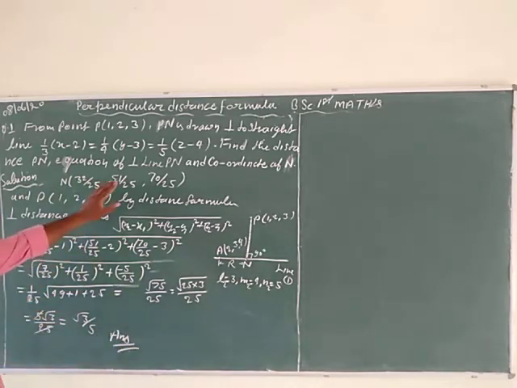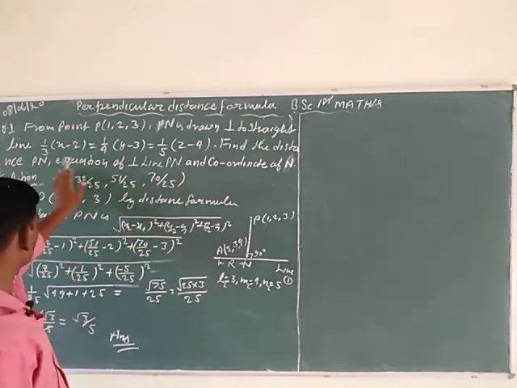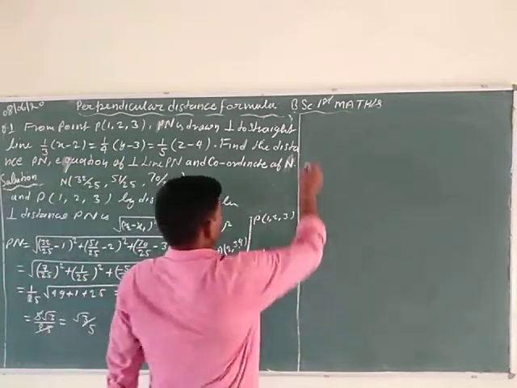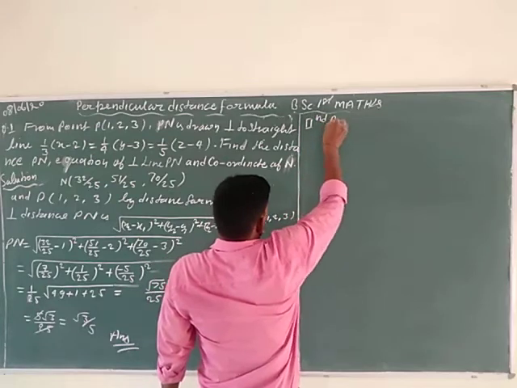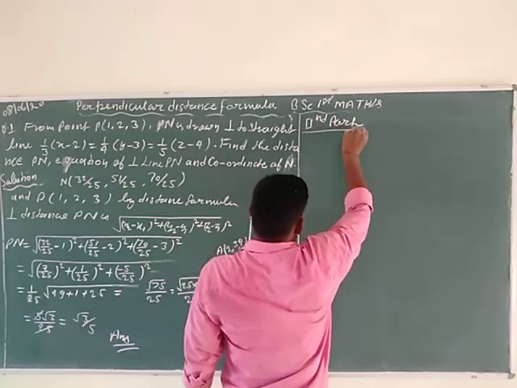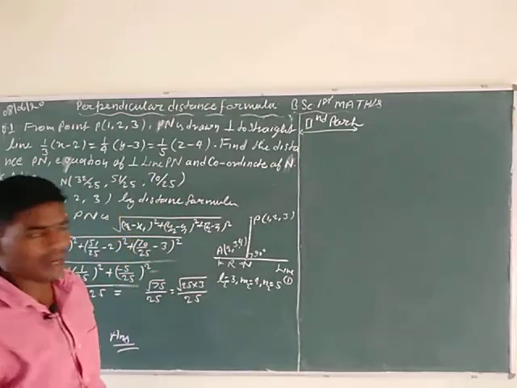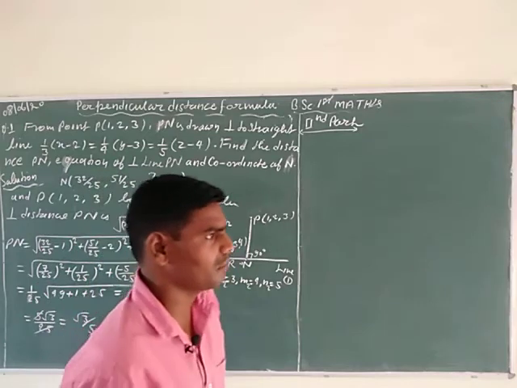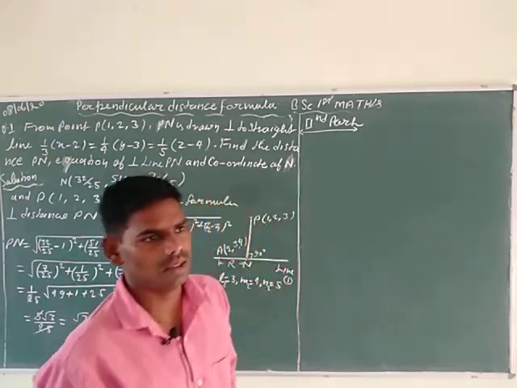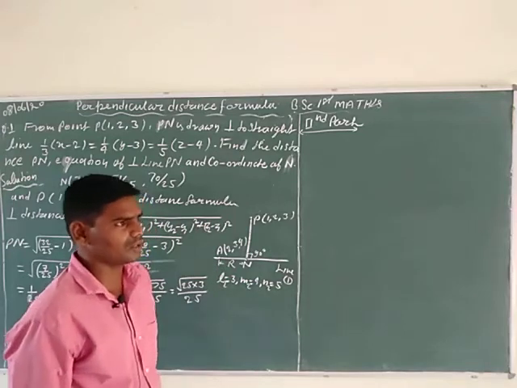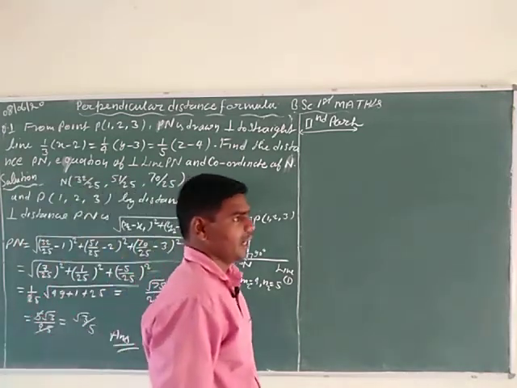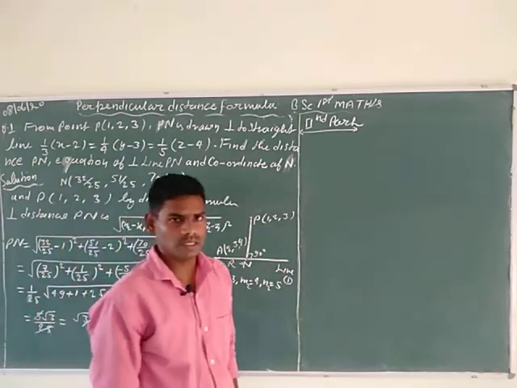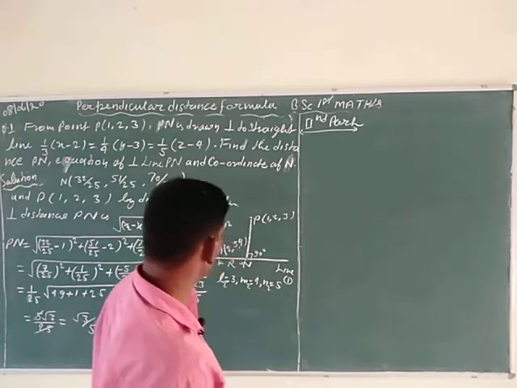After that, consider the second part of the question. In the second part, find also the perpendicular line equation. So here, in the second part, calculate the equation of the perpendicular line PN. For this you can directly use the symmetrical formula of the straight line: (x minus x1)/(x2 minus x1) is equal to (y minus y1)/(y2 minus y1) is equal to (z minus z1)/(z2 minus z1), which is the symmetrical formula of the straight line.